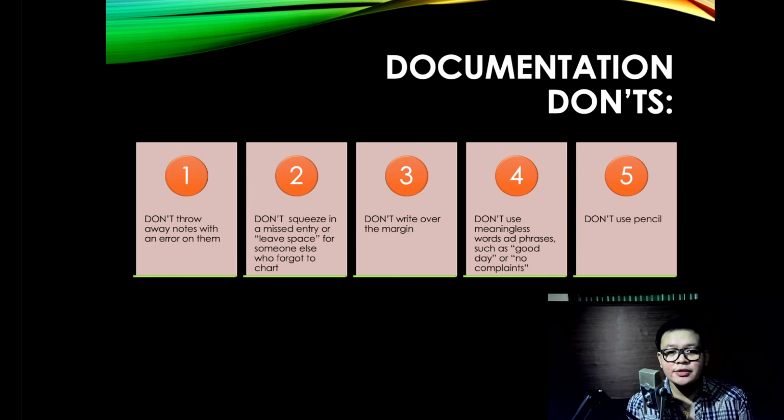Next, don't use meaningless words and phrases such as "good day" or "no complaints." Sometimes student nurses are fond of doing this. Sometimes they say a patient doesn't have any complaints. But if the patient is still in the hospital, there should be a problem that you can identify. So make sure you extract data from your patient based on your assessment. That is why assessment is very important.